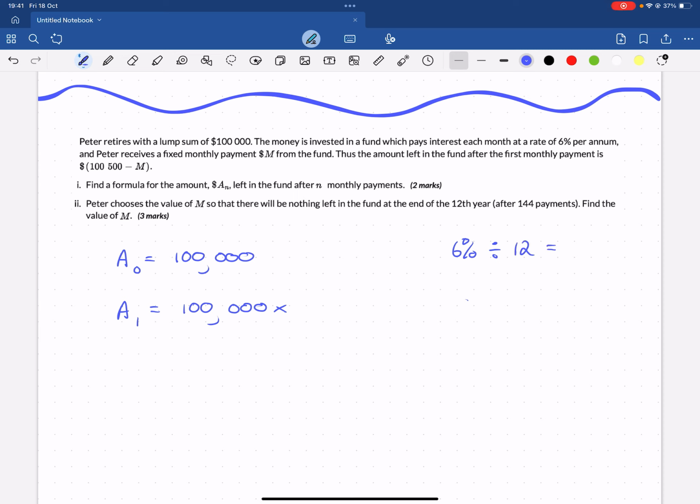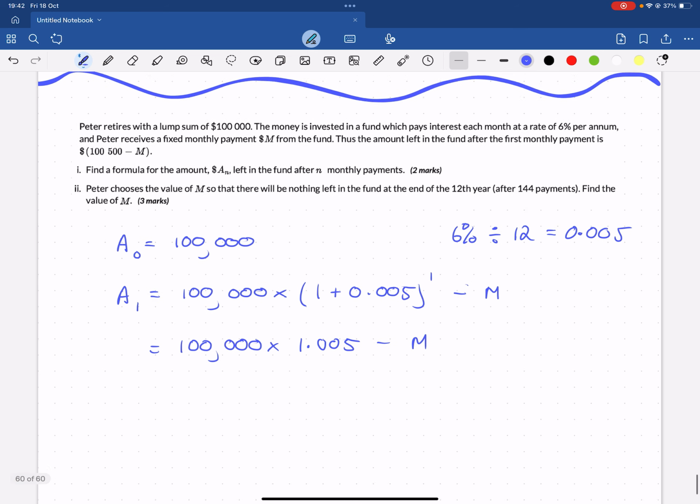So it's going to be 6% divided by 12, which is 0.005. So if we use our compound interest formula, after the end of the first month, the $100,000 is going to experience interest, and then we're minusing M. That's our monthly repayment. Now, this is 100,000 times by 1.005, minus M.